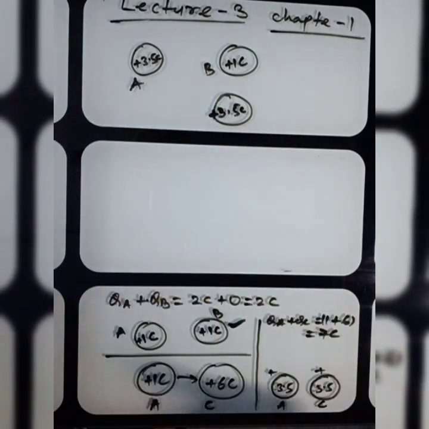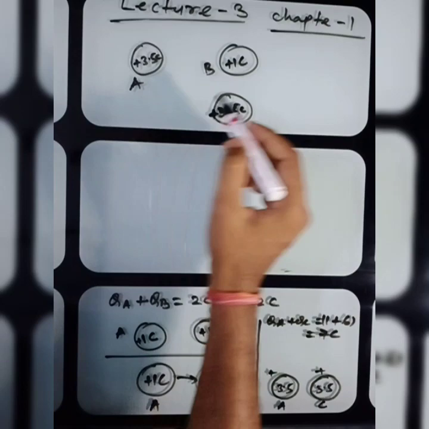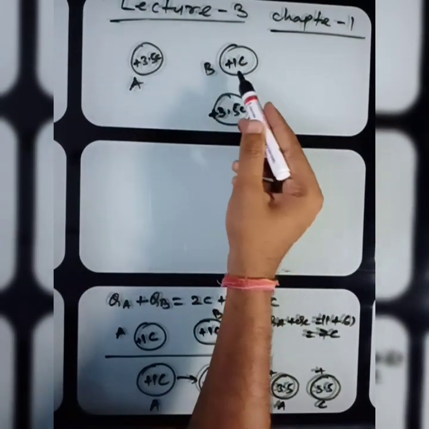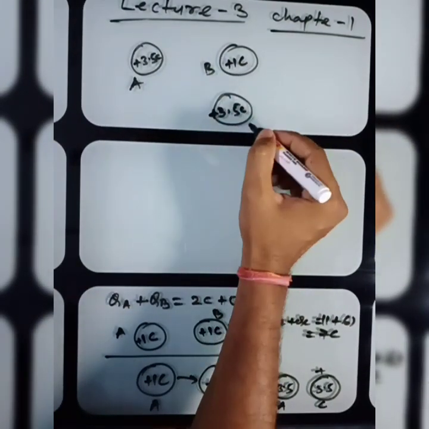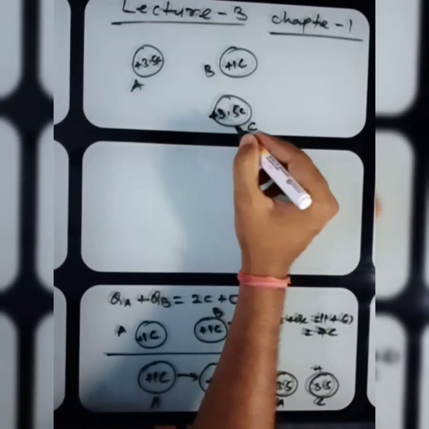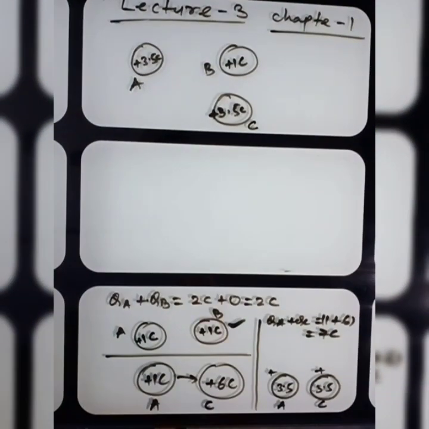The final charge on A will be 3.5 Coulomb. The final charge on B will be 1 Coulomb, and the final charge on this body C will be plus 3.5 Coulomb.